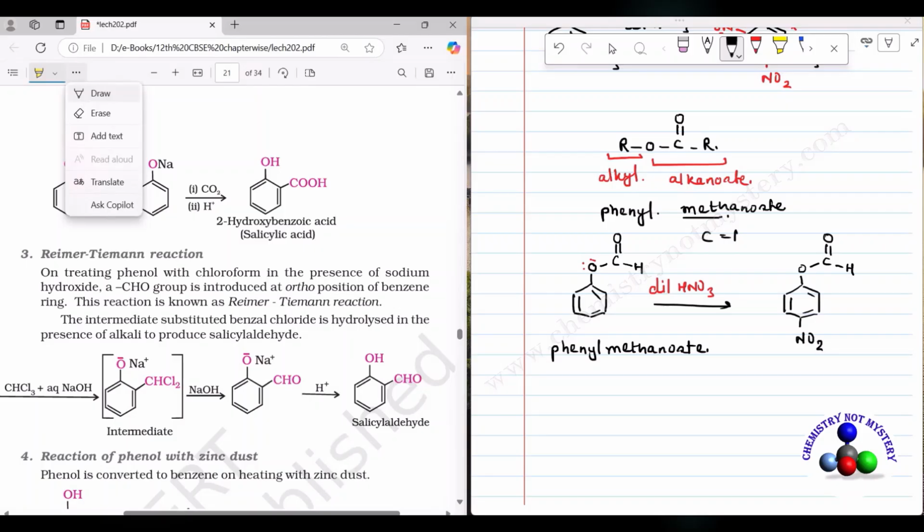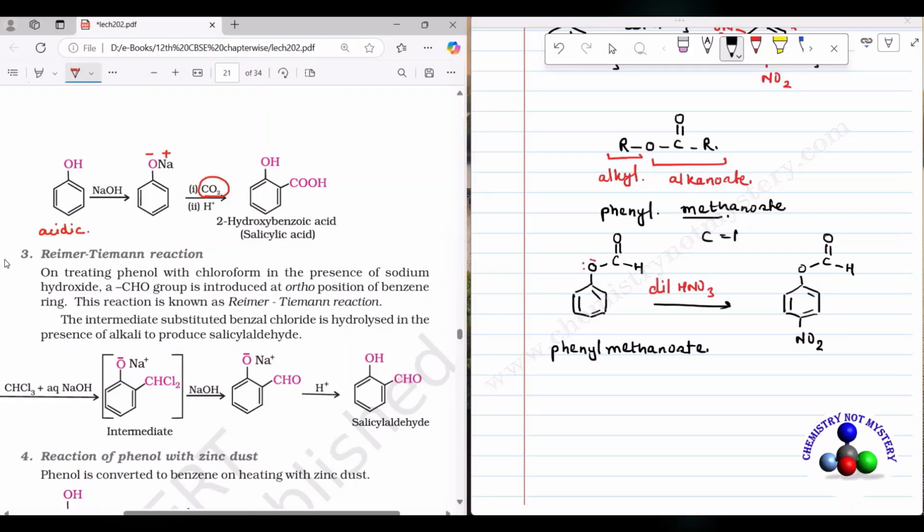Now let's observe the reaction given here. Here this is phenol and we know phenol is acidic in nature. So when it reacts with the base NaOH, it undergoes a neutralization reaction and a salt is formed. This salt is sodium phenoxide. Here sodium is positively charged and oxygen carries a negative charge. So this phenoxide ion is more reactive than phenol. So that's why it may undergo an electrophilic substitution reaction with a weak electrophile like carbon dioxide.